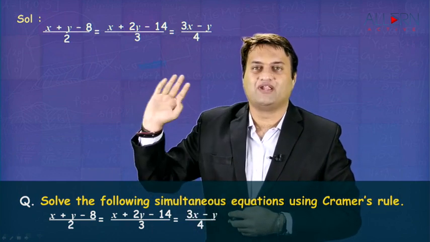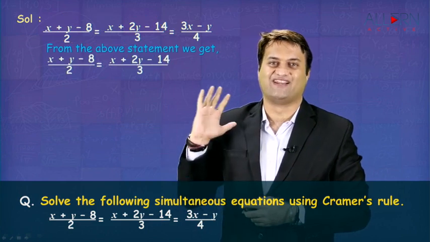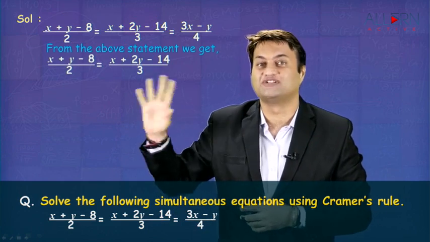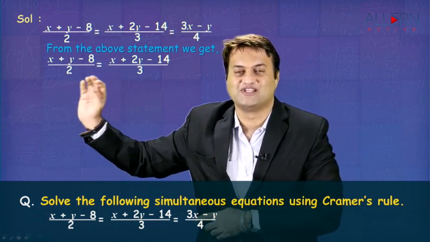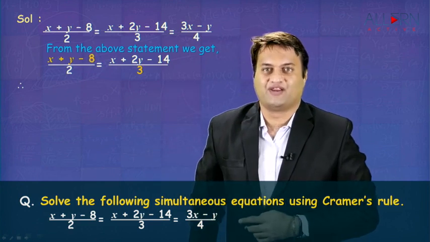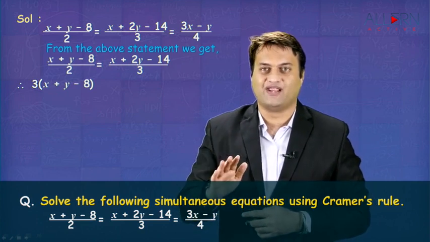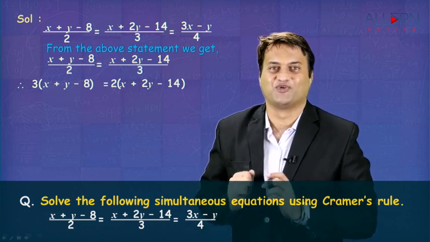Let's say we take the first possibility, that is the first ratio is equal to the second ratio, right? So let's solve it. How do we simplify it? We just cross multiply equal ratios, right? This ratio is equal to this ratio. Just cross multiply. So when we cross multiply, we get 3 into (x + y - 8) is equal to 2 into (x + 2y - 14).